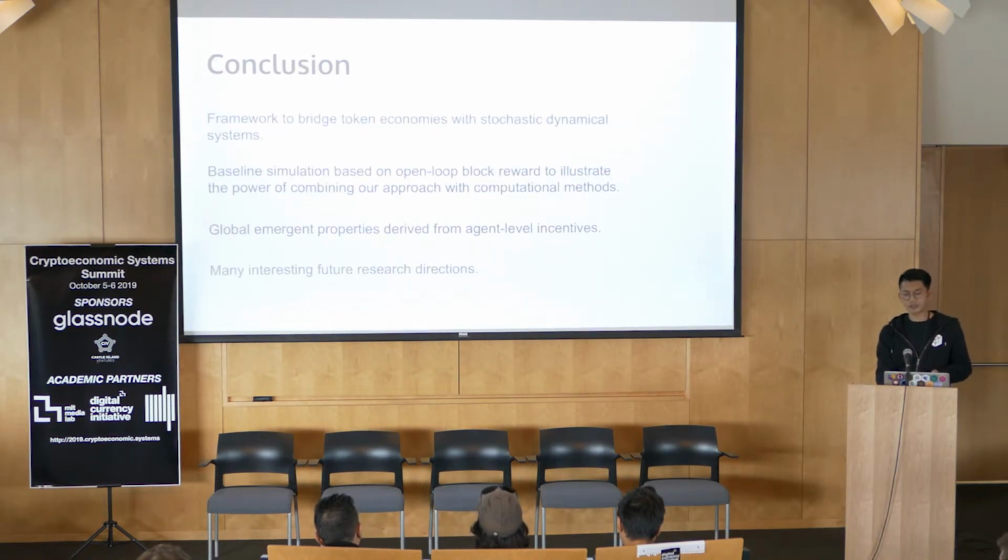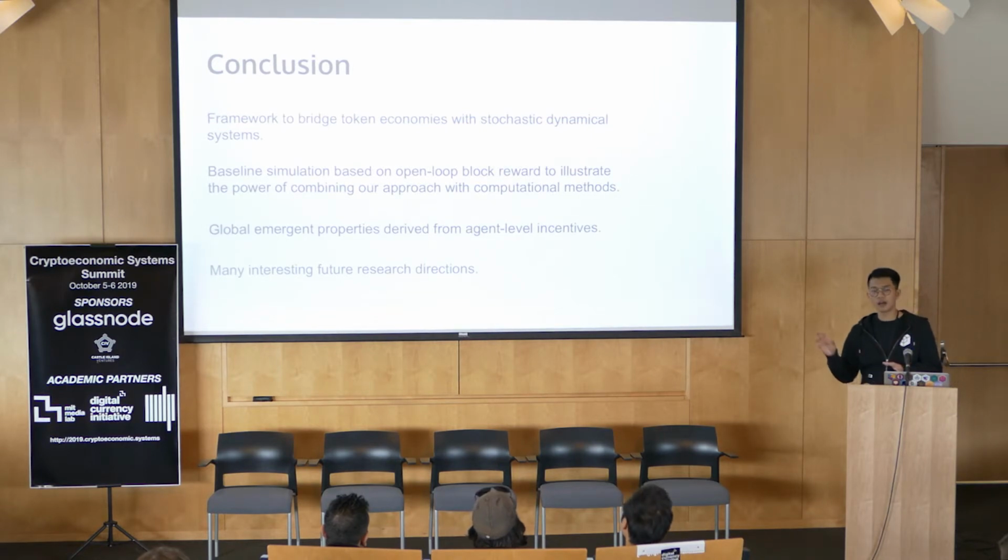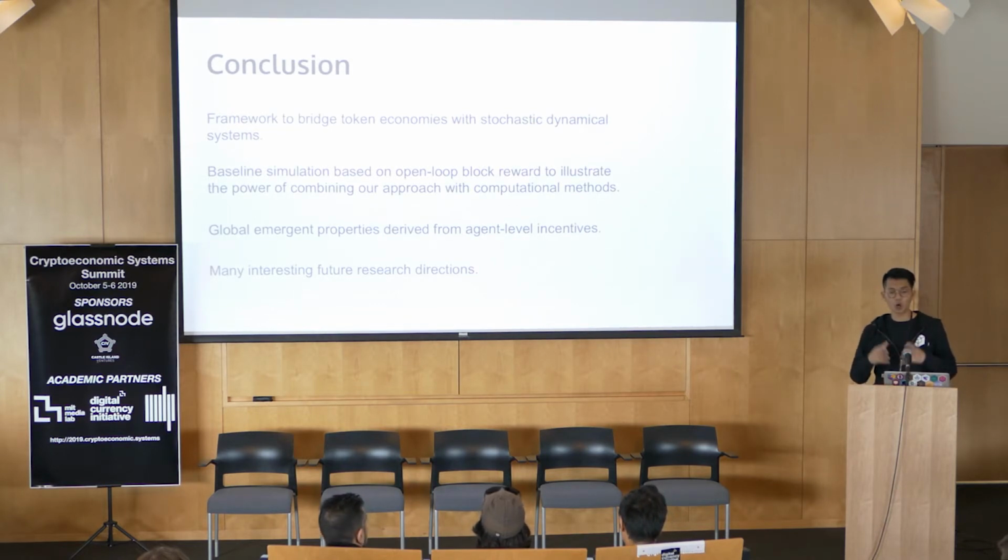And to sum up, over here we present a framework to bridge token economies with stochastic dynamical systems. So now you can basically have a model of your economy, and you can reason about how the different pieces in your protocol will evolve, and how all the changes that you introduce into your system would impact the overall economy. And we also have a baseline simulation based on an open loop block reward schedule to illustrate this power.